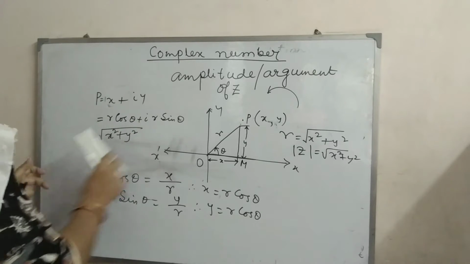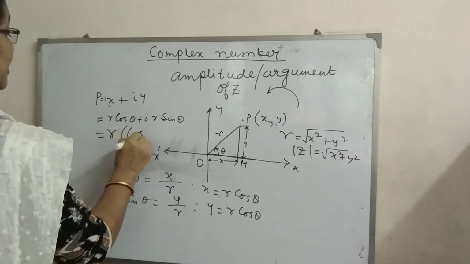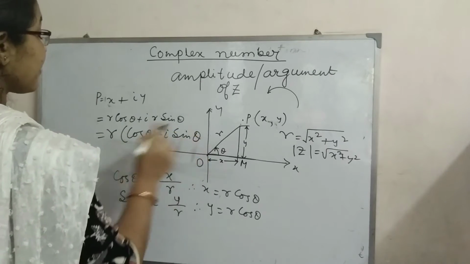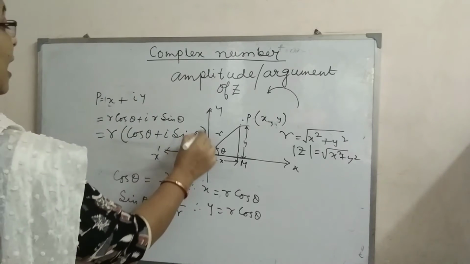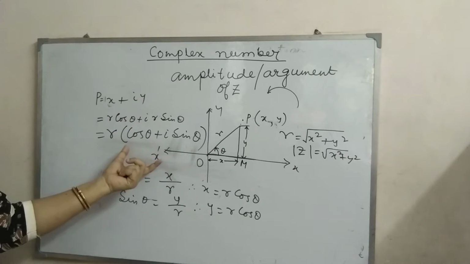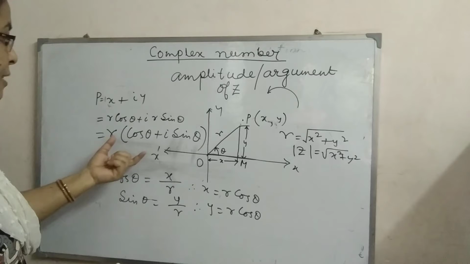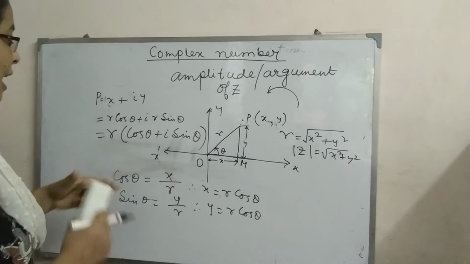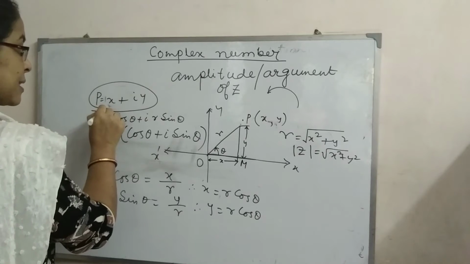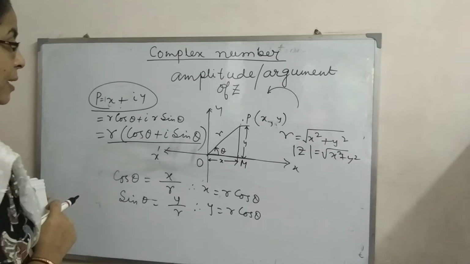So it is equal to r (cos theta plus i sin theta). I can write the complex number in polar form. This is the polar form of P, x plus iy is the Cartesian form of a complex number, and this is the polar form of a complex number.